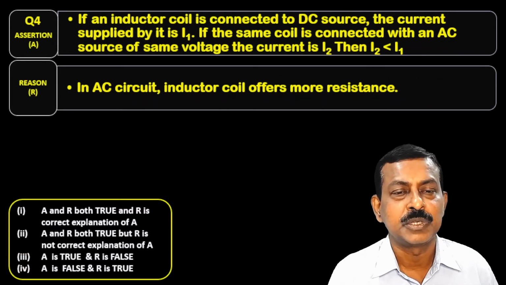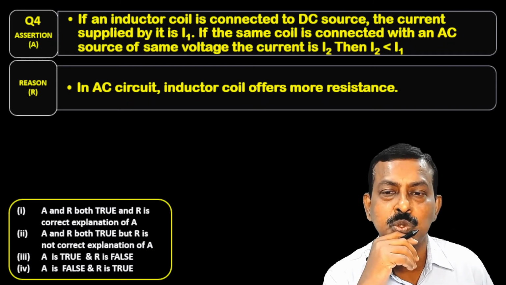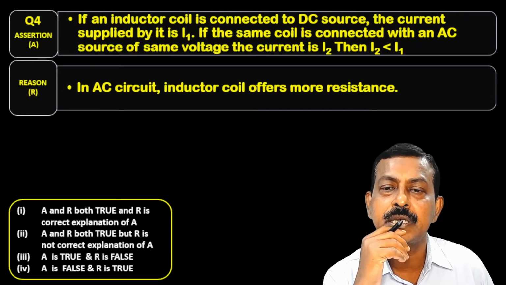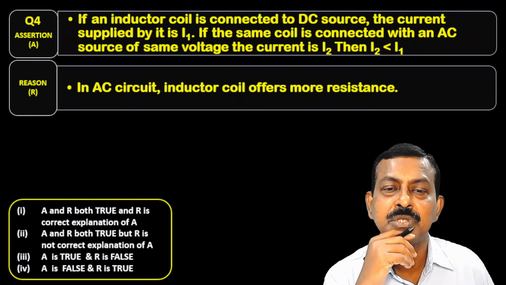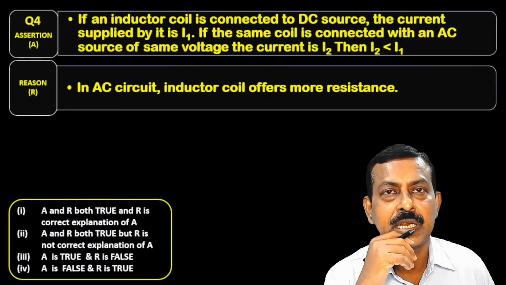Let's take the next question. If an inductive coil is connected to a DC source, the current supplied by it is I1. If the same coil is connected to an AC source of the same voltage, the current is I2. Then I2 is less than I1.